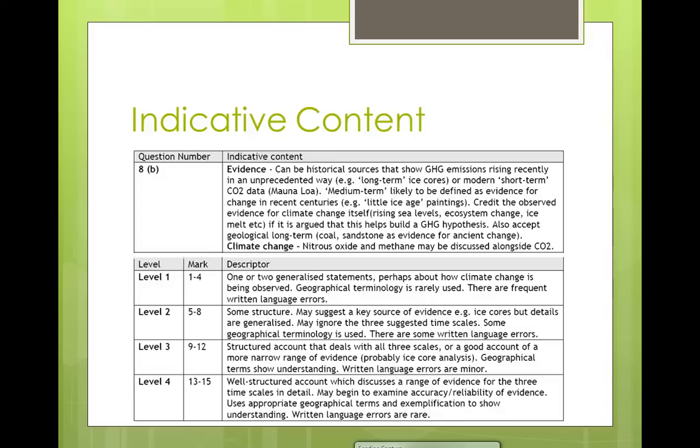Have a look through your plan, and all I want you to do is evaluate your plan and give yourself a level. You can give yourself a mark if you want to as well. Write down what you've done well, and then say what you can do to improve.